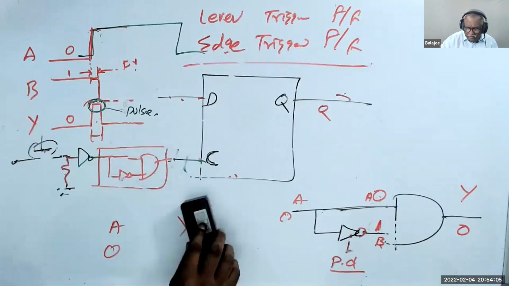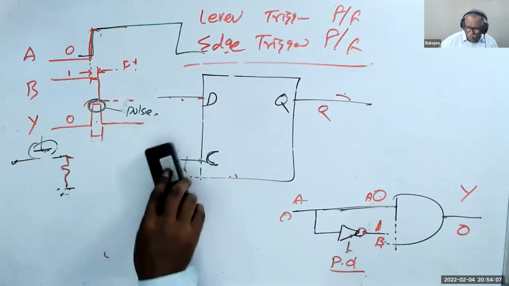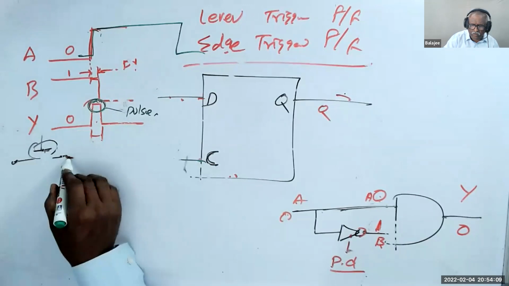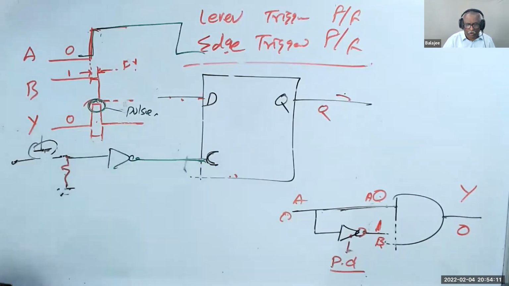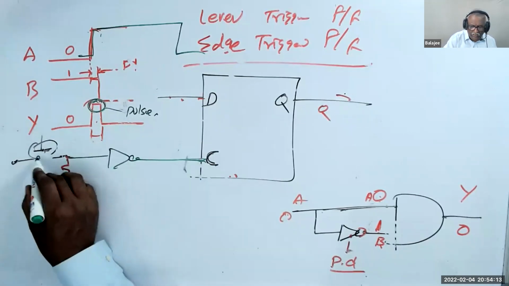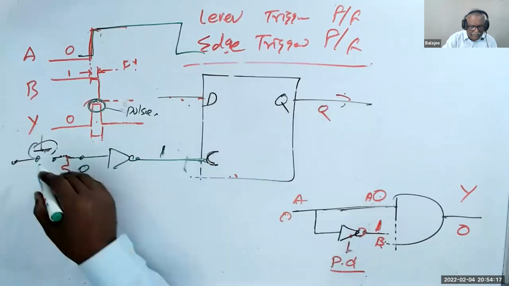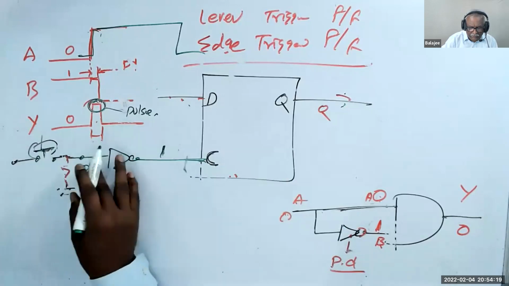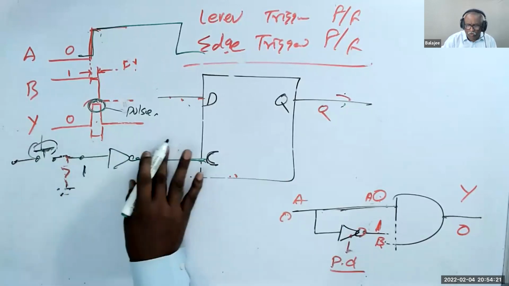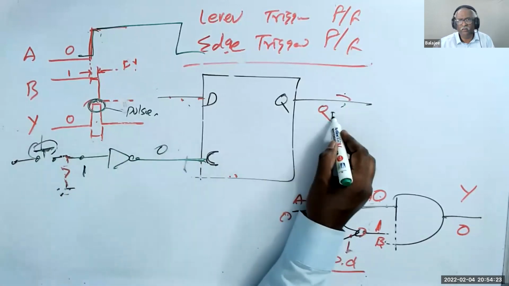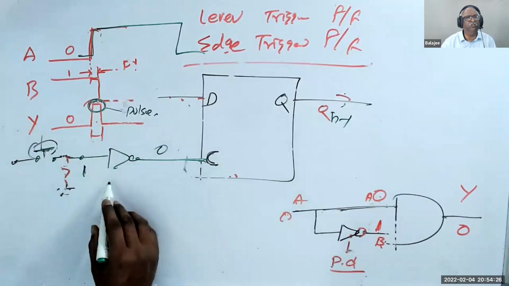Also, if I do like this, see here. Now you see here, when I don't press the switch, this is 0, this becomes 1. Input goes to output. When I press the switch, at that time this becomes 1. This becomes 0. This is Qn minus 1. This is called negative level trigger.